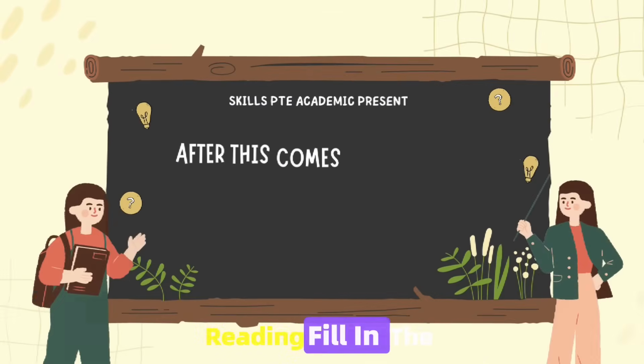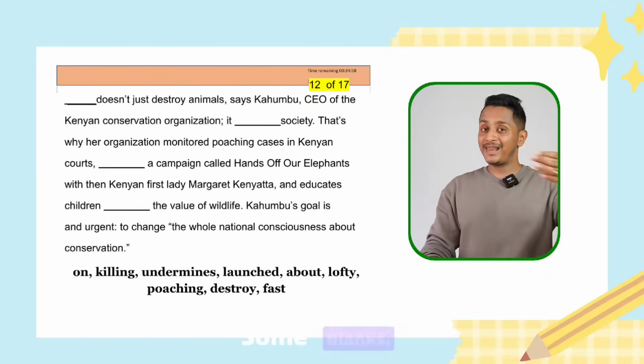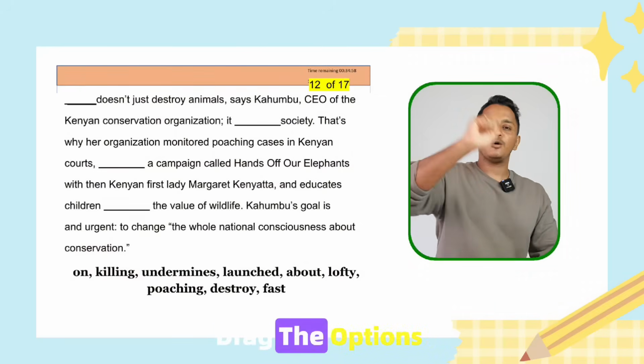After this comes reading fill in the blanks. Very, very important. It looks something like this. There would be a paragraph and there would be some blanks. At the bottom there would be some options. You have to select the options, drag them and drop them.